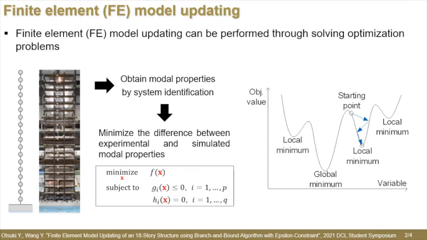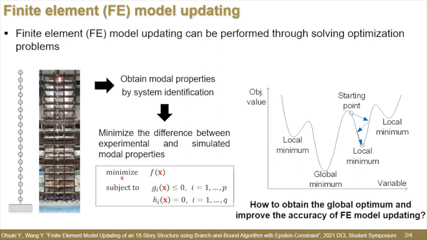So what is finite element model updating? It refers to the fine-tuning of parameter values of the model to better match with real structures. In frequency domain approach, the updating can be conducted by solving optimization problems that minimize the difference between experimental and simulated model properties. However, optimization problems in model updating are in general non-convex with an unknown number of local optima. So the question arises how to obtain the global optimum and improve the accuracy of the model updating. So this is a question we address in our research.